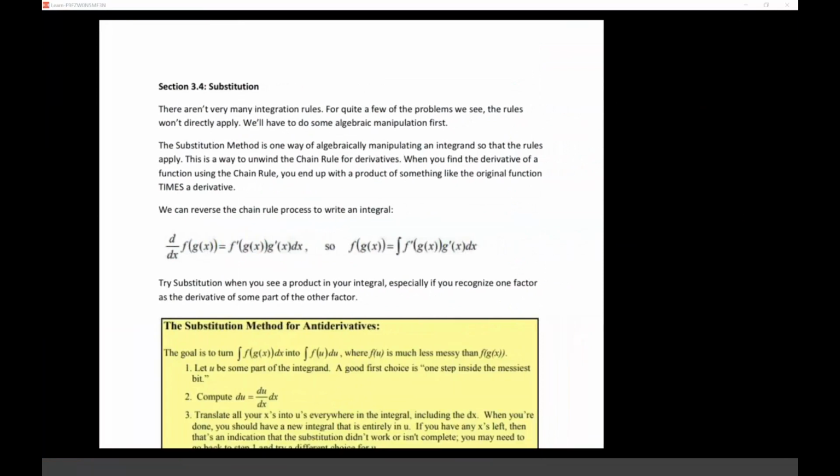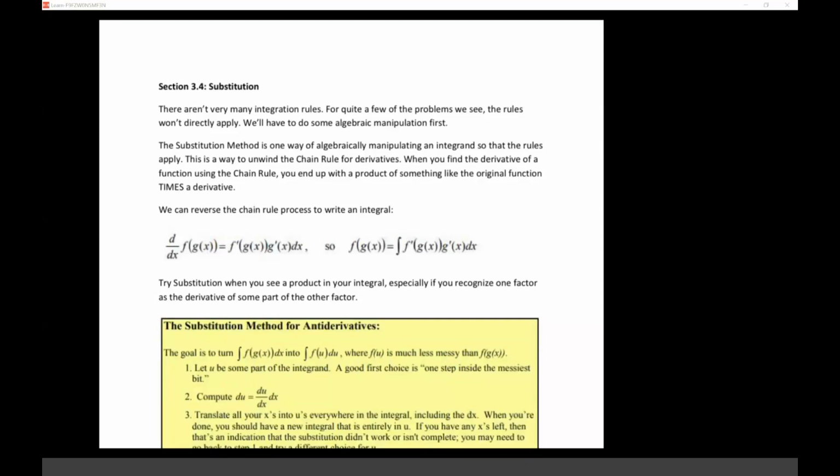Okay, so you might have noticed when we talked about our integration rules last time in class, there really aren't very many of them. We kept using the power rule for integration, which is just the reverse of taking a derivative with the power rule. We used it over and over and over again. And then there was a very basic rule for taking the integral of an exponential, which was the reverse of taking the derivative of it. Same thing for log.